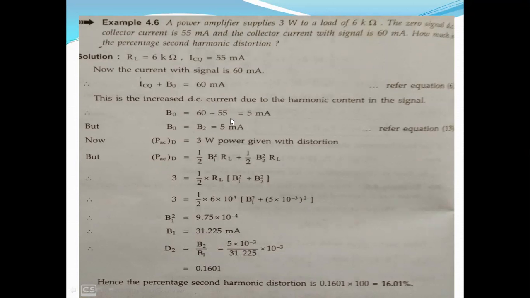This is the B2 value. And what is distortion? Distortion D2 is equal to B2 by B1. B2 is 5 milliamps, B1 is 31.2 milliamps, so that is 0.1601. The problem asks for the second harmonic distortion in terms of percentage, so multiply by 100. This is the normal D2 value, and in terms of percentage, D is equal to 0.1601 into 100, that is 16.01%. This is the distortion.